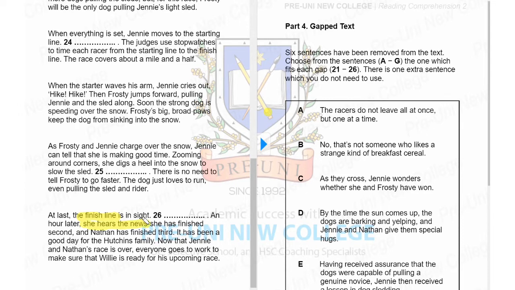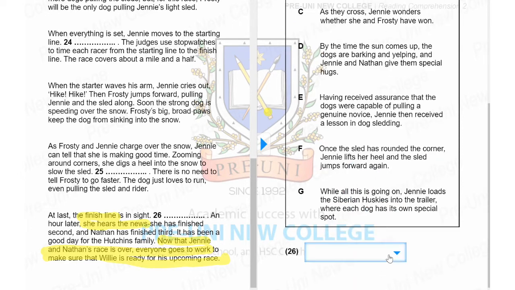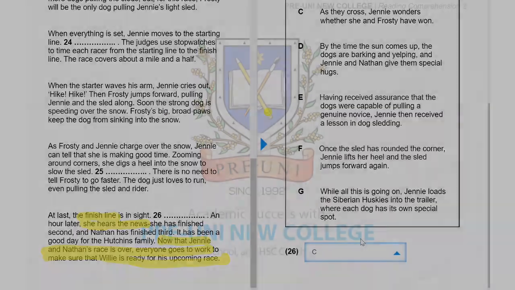So clearly, this blank has to talk about the end of Jenny's race. It should also obviously focus on Jenny, since the rest of the paragraph talks about what happens to the rest of the family once the focus is moved from Jenny. So the only answer option that does this is going to be option C, which says, "As they cross the finish line, Jenny wonders whether she and Frosty have won." So circling option C as the final answer for this question.